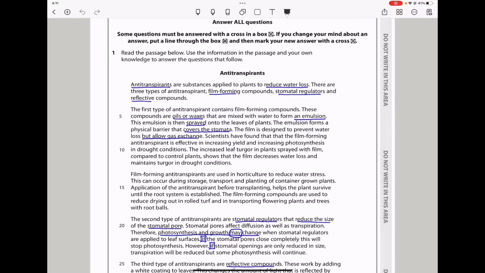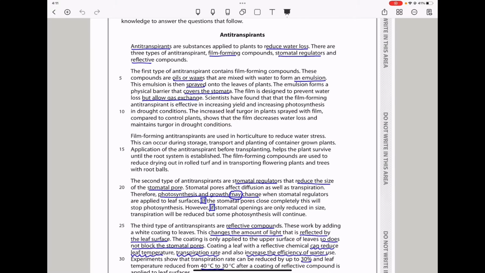Studies have found that the film-forming antitranspirant is effective in increasing yield and increasing photosynthesis in drought conditions. The increased leaf turgor in plants sprayed with film compared to control plants shows that the film decreases water loss and maintains turgor in drought conditions. Film-forming antitranspirants are used in horticulture to reduce water stress. This can occur during storage, transport, and planting of container-grown plants. Application of the antitranspirant before transplanting helps the plant survive until the root system is established.